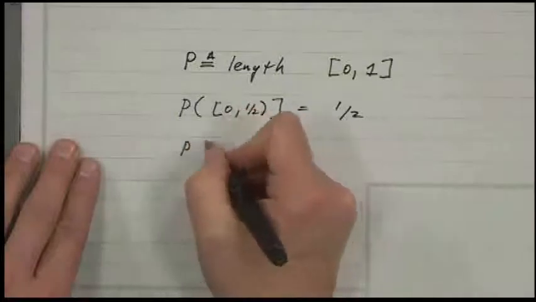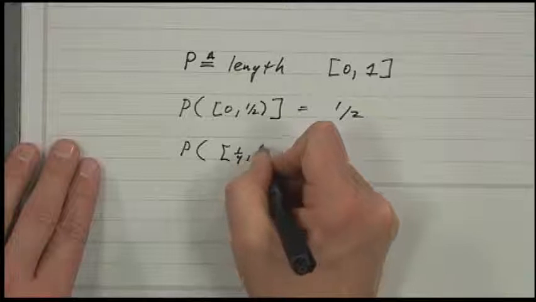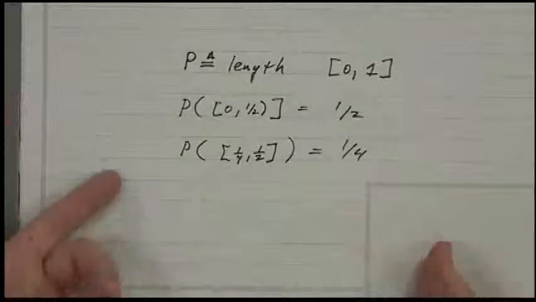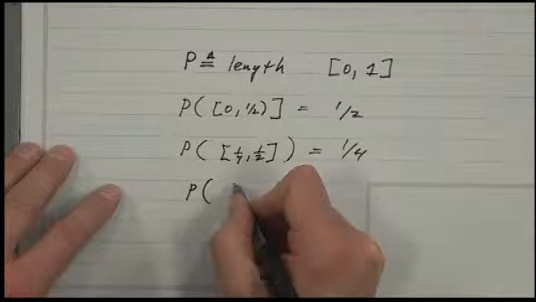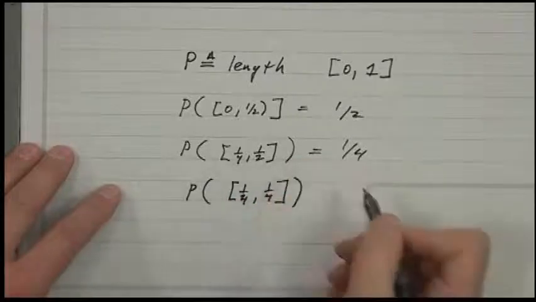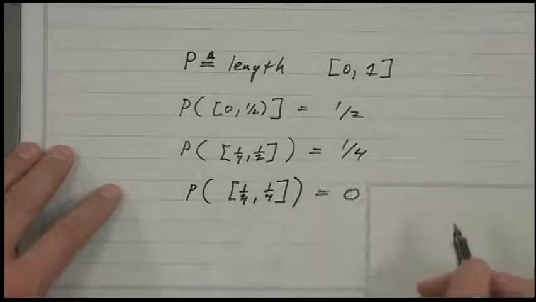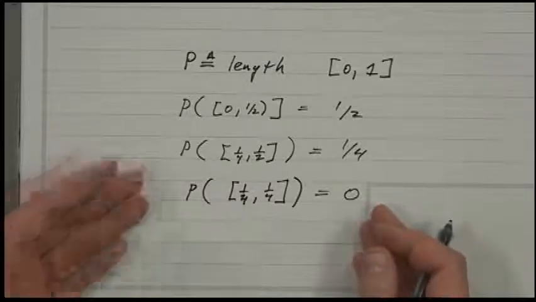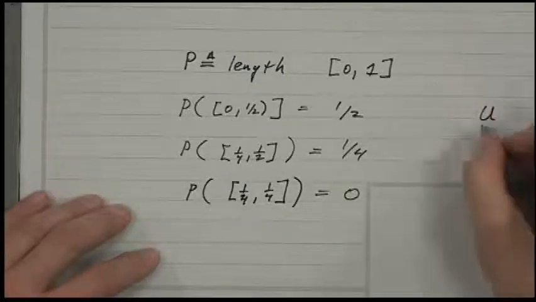And the probability of the set 1/4 to 1/2 is 1/4, because it's just the length of the set. Now, what's the probability of the set consisting of the single point 1/4? It's 0. Does anybody disagree? No, okay. It's obvious.